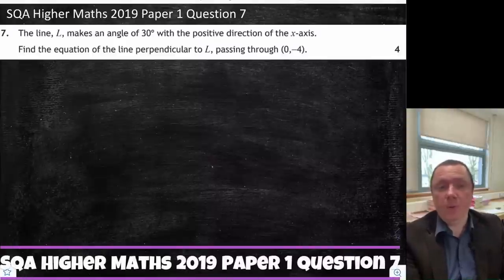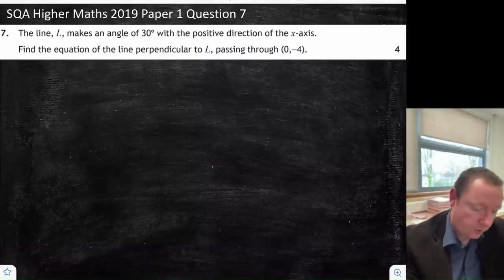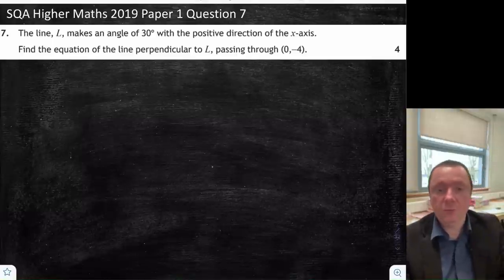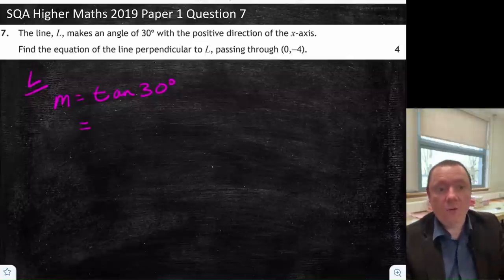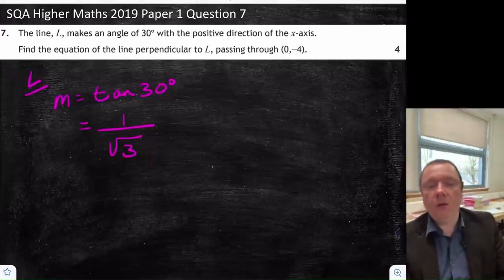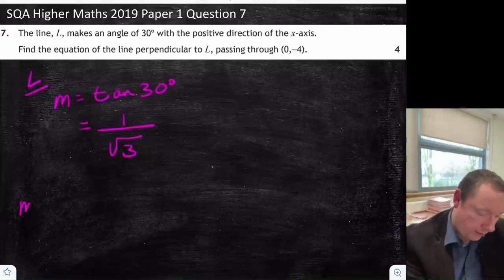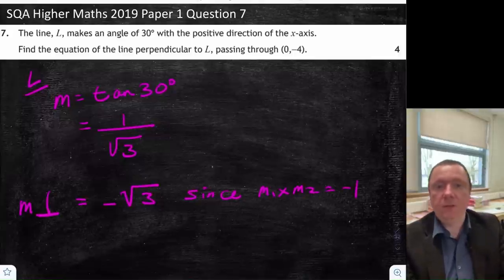Higher Maths 2019, Paper 1, Question 7 had this one. The line makes a 30 degrees angle with the positive direction of the x-axis. Find the equation of the line perpendicular to it, passing through (0, -4). So looking at the line L, the gradient is equal to tan 30. So the gradient of that is 1 over root 3, because it's an exact value. Now we can work out the gradient of our perpendicular. So the gradient of our perpendicular is equal to -root 3, since m1 times m2 equals -1 because of perpendicular gradients.